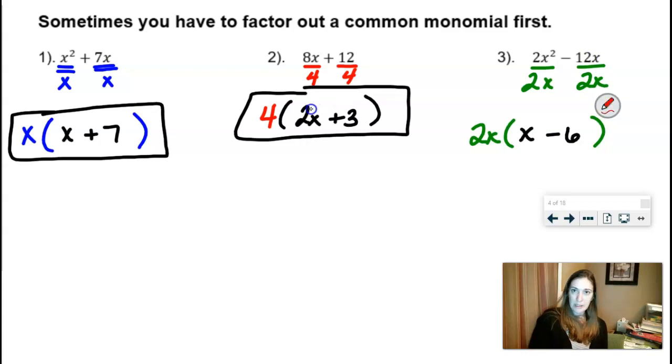Okay, bothering me that I used different colors over here. Now it looks stupid because I wrote over it.